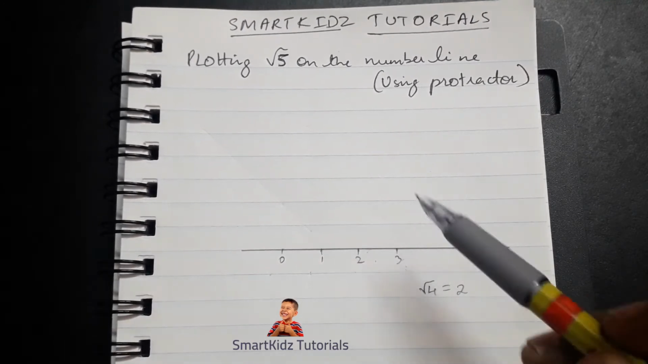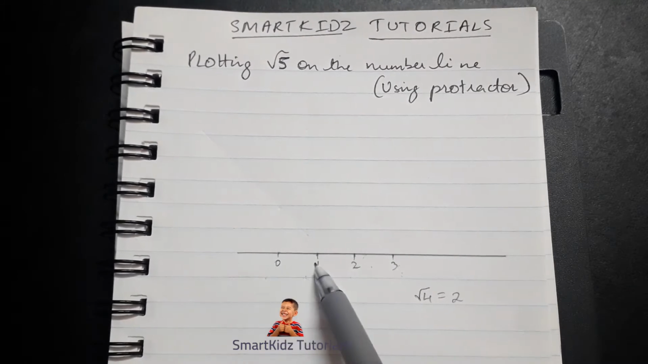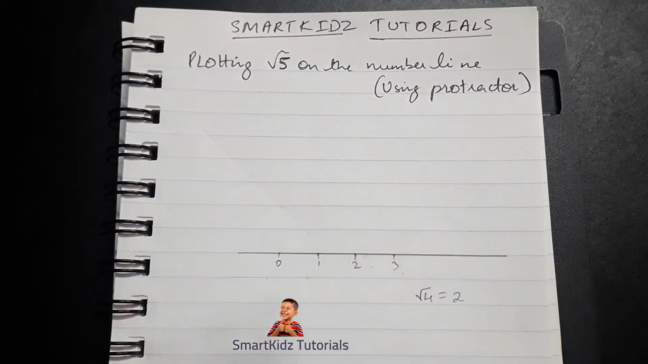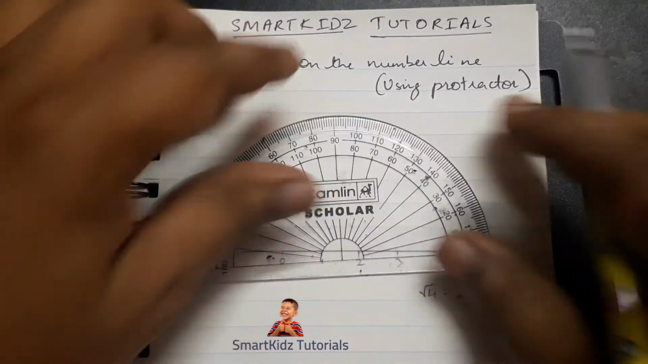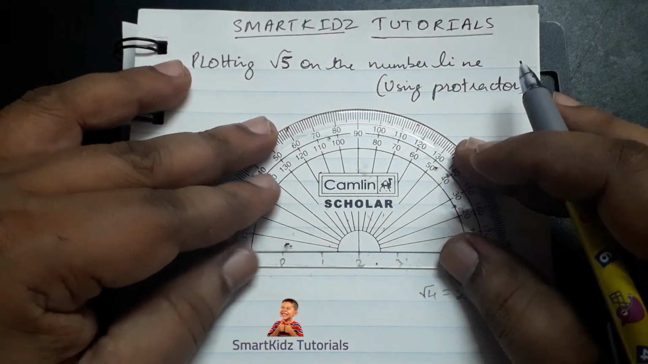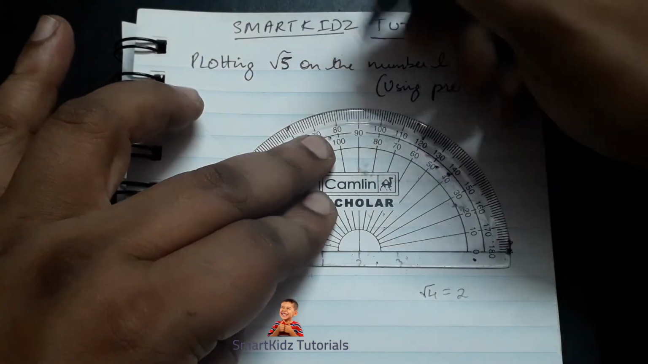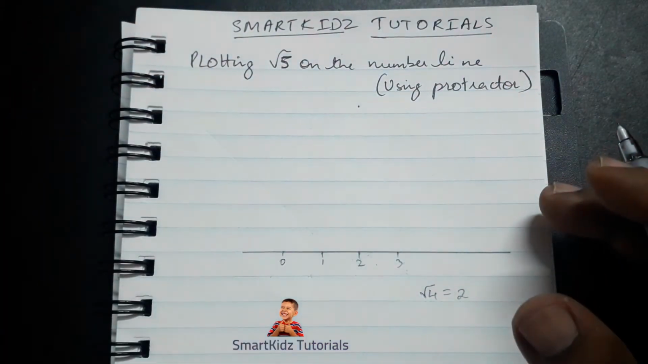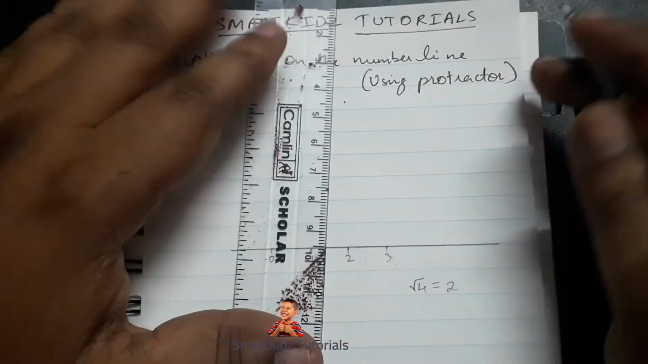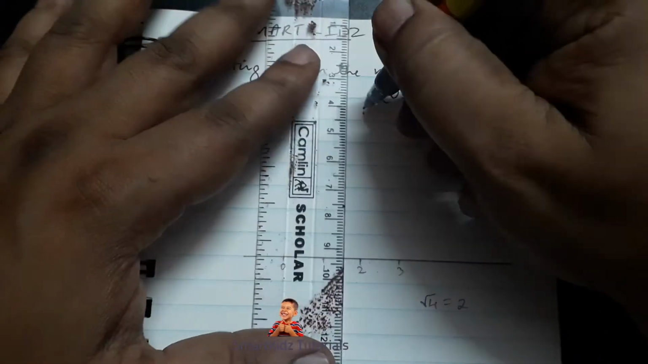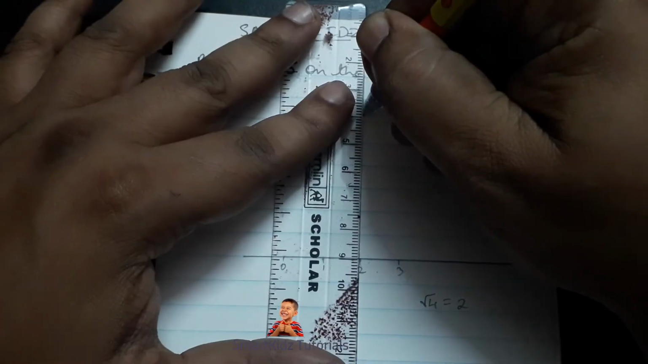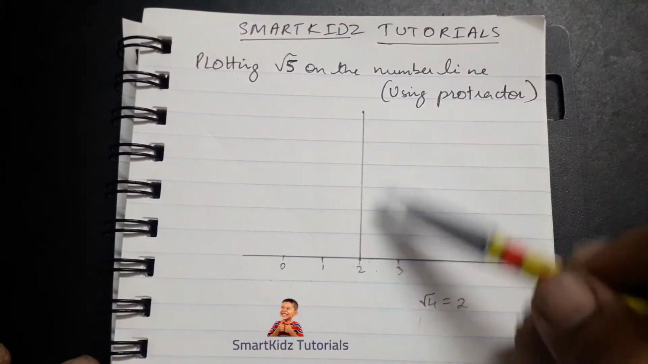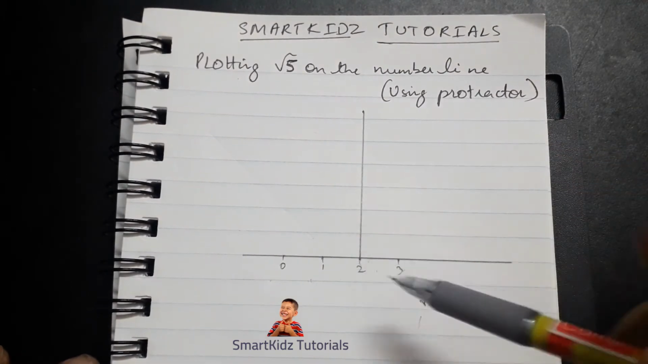So unlike root 2 and root 3 where we just took 1 unit, this time we'll take 2 units, and from 2 we will construct a perpendicular. So let's do that. I'll keep the point over here on 2, and mark this point here, and we just need to draw a straight line from that point to 2 this way. So this is our perpendicular.